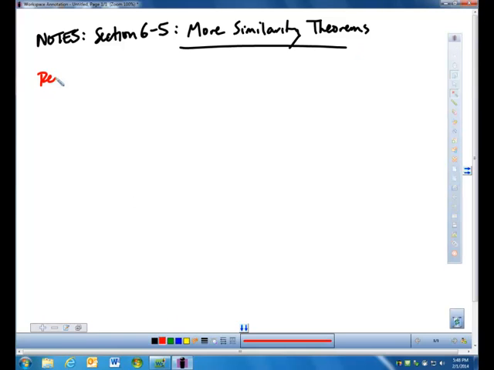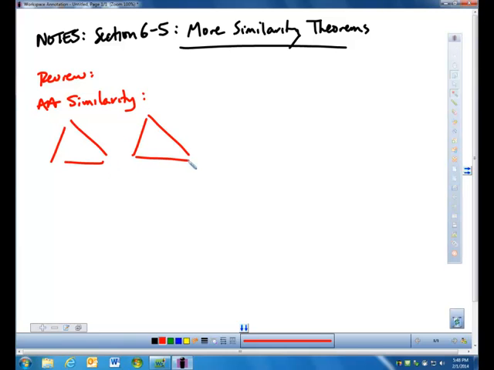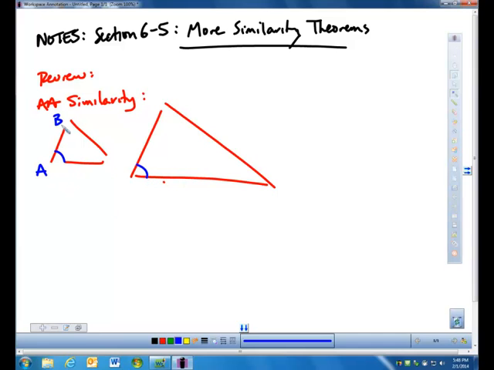So the first thing I'd like to do is review the one that we learned the other day. That was called angle-angle similarity. Remember, angle-angle similarity just says that if you've got two triangles, and you can show that one pair of angles are congruent, and then you can show a second pair of angles are congruent, then you would be able to say that these two triangles are similar by angle-angle similarity.